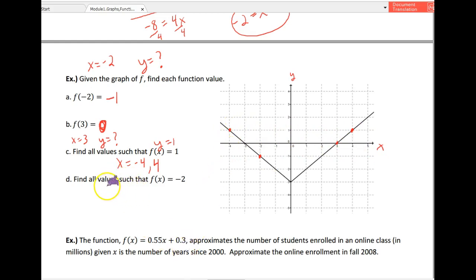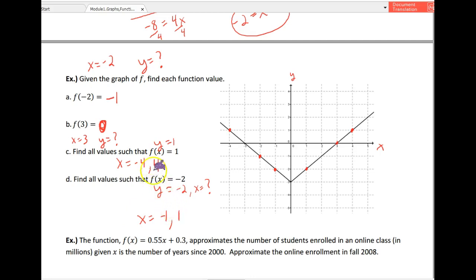Same thing here. It says find all values such that f of x equals negative 2. So f of x, that's y. When y equals negative 2, what is x equal? On the y-axis, negative 2. So we've got this point at that height, and this point at that height. So x could be negative 1, and x could be 1.